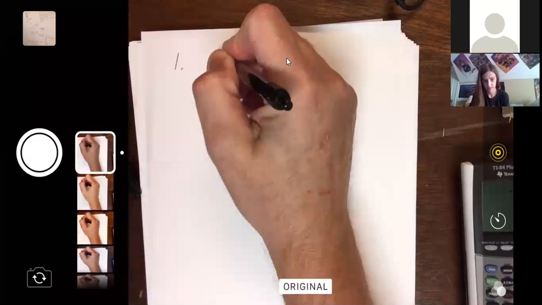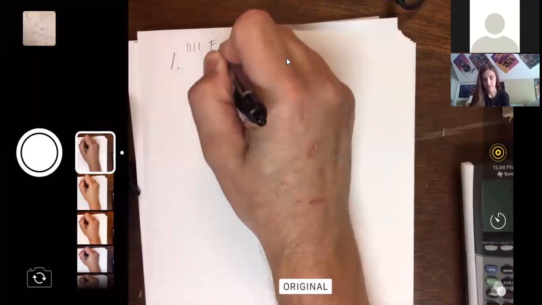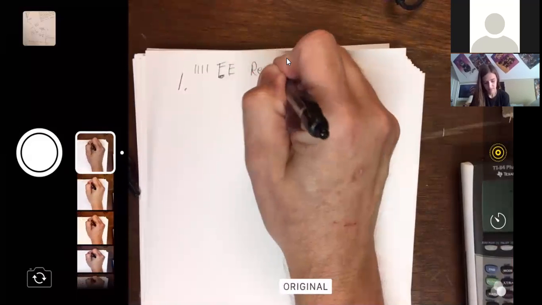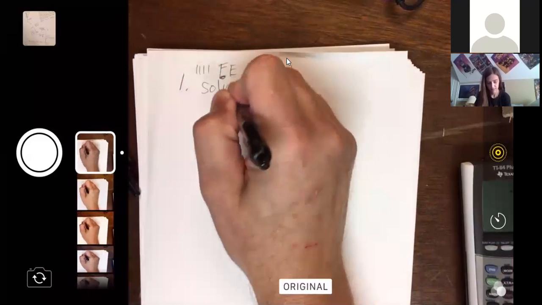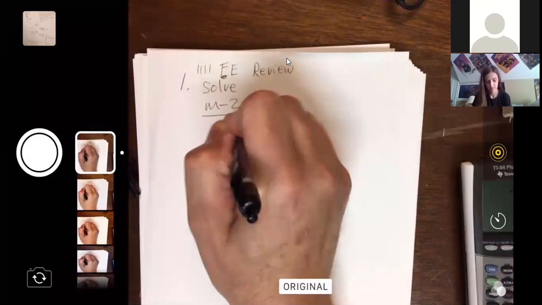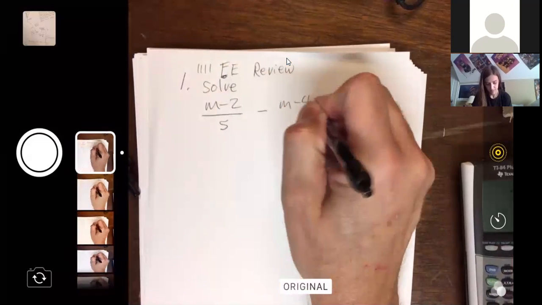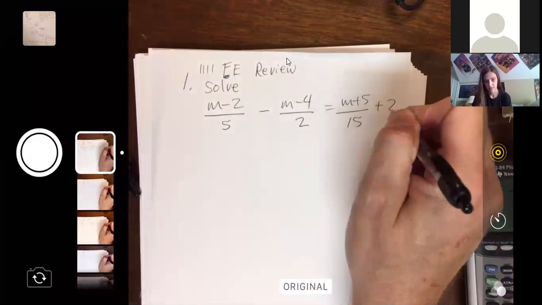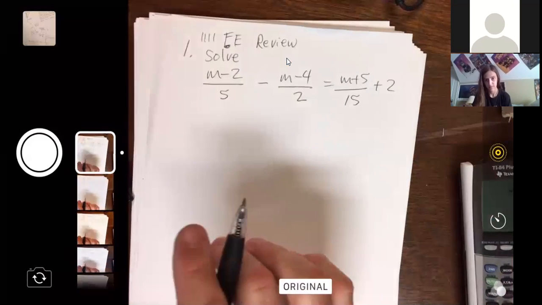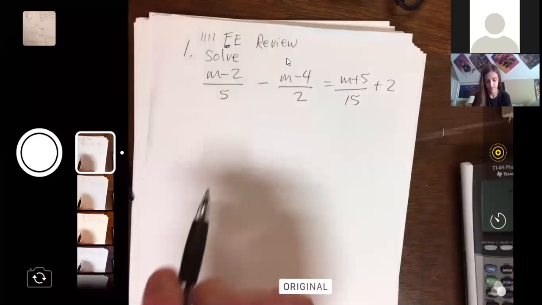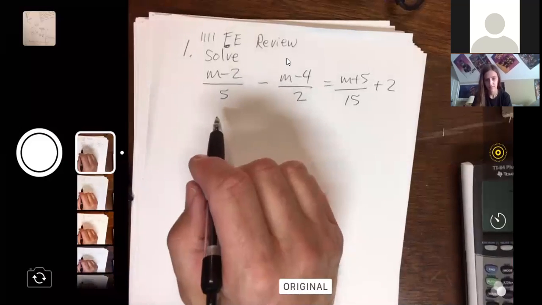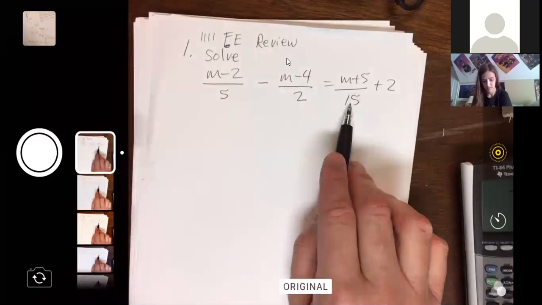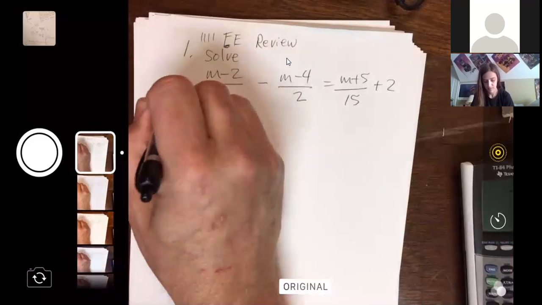So number one, the final 1111 final exam review. We're going to solve these kinds of equations: (m minus 2)/5 minus (m minus 4)/2 equals (m plus 5)/15 plus 2. Now, ordinarily with fraction equations, you'd have to watch for illegal numbers. But that works when there's a letter in the bottom and you could divide by 0. There are only numbers in the bottom, none of them are 0, so there are no illegal numbers here.